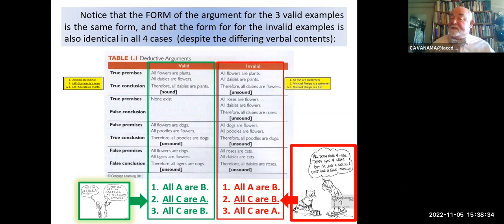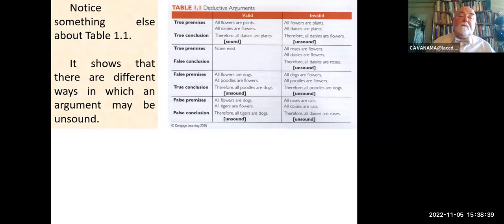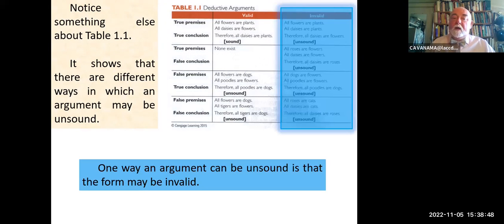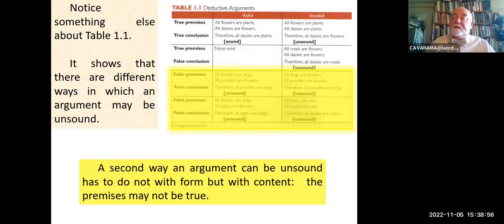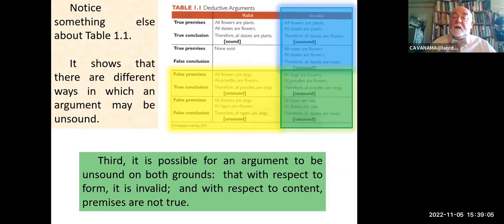And if you can mark the A's, B's, and C's on the 4 examples there, you'd find they all fit. Notice something else about table 1.1. It shows that there are different ways in which an argument might be unsound. One way is if the form is invalid, so all the ones marked blue. Another way has not to do with form, but with content. Premises may not be true. So if premises are false, that's the yellow. And of course, an argument can be unsound in both ways. The cells on the right are both invalid and also have false premises.